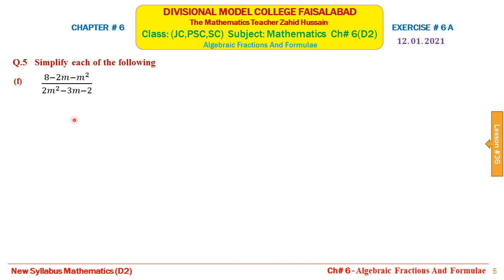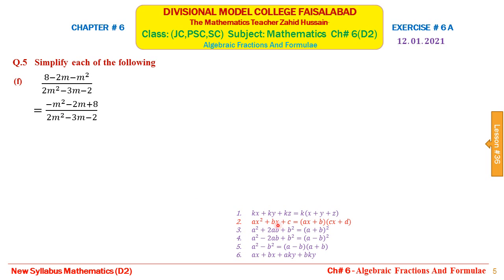F part of this. In the numerator there is an expression 8 minus 2m minus m square, and in the denominator there is 2m square minus 3m minus 2. We can rewrite this expression by writing the square term first as minus m square minus 2m plus 8 and 2m square minus 3m minus 2. Factorize the numerator and denominator using the second type, which is quadratic expression.